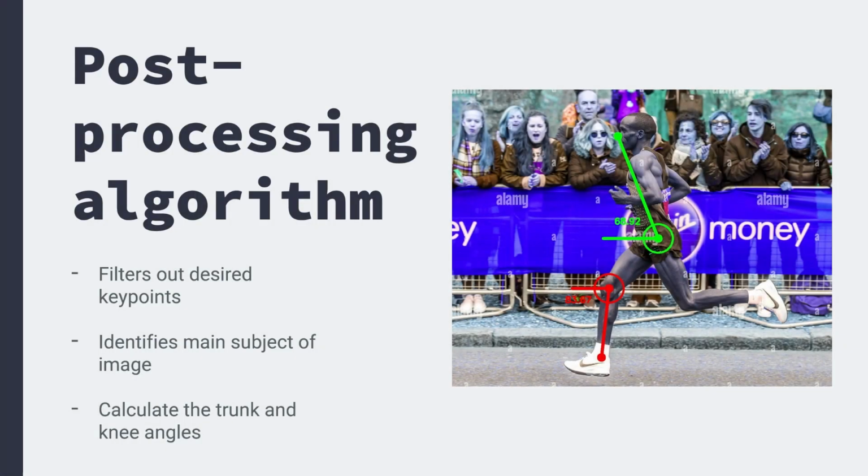Next, I used the train set images to come up with a post-processing algorithm for the output of Keypoint RCNN. There are a few things that the algorithm does. Firstly, it filters out the desired key points. Keypoint RCNN identifies 17 key points, but we only need 7 of them. The algorithm also identifies the main subject of the image. This is important as many of the images are quite noisy in the sense that there are multiple people in the image as seen on the right. Finally, the trunk and knee angles are calculated.